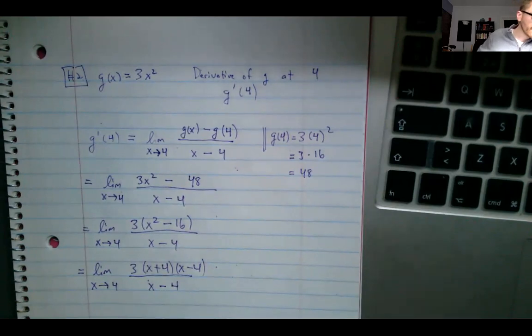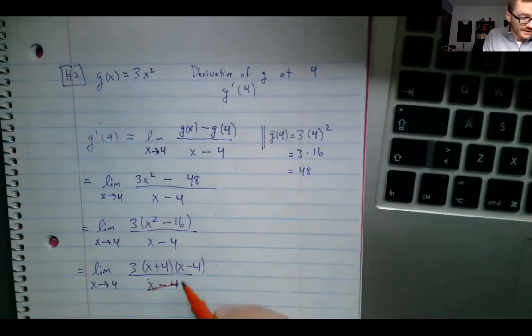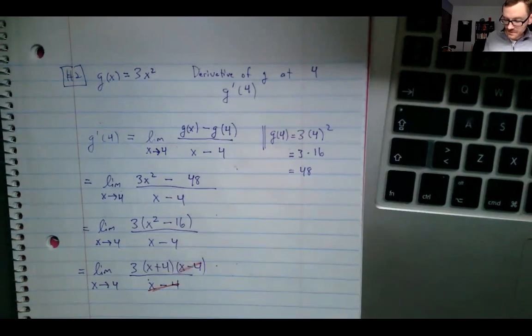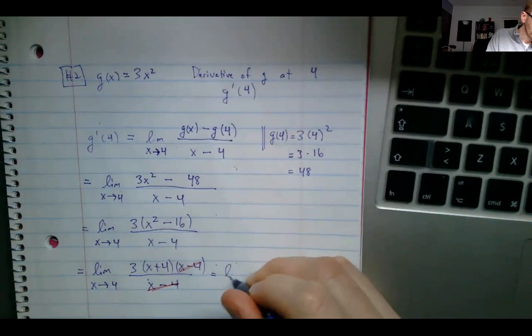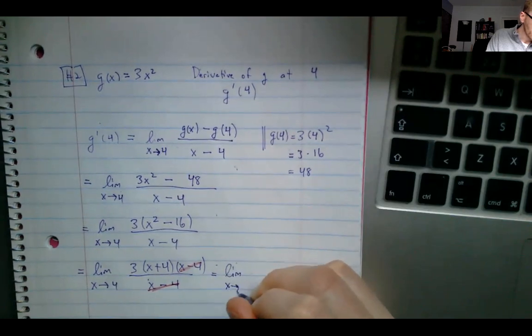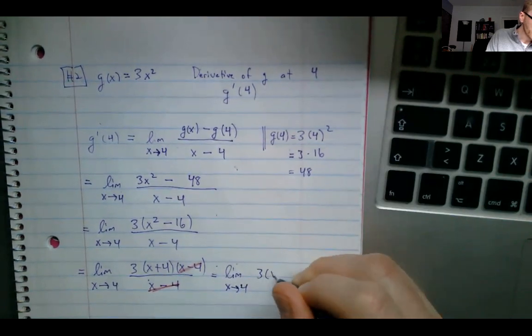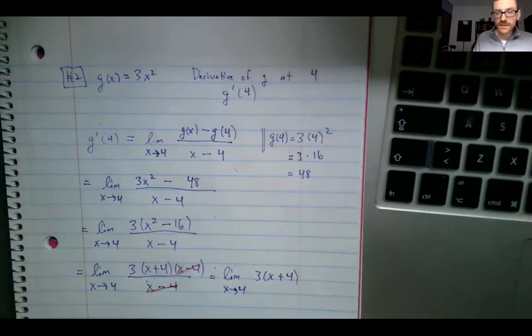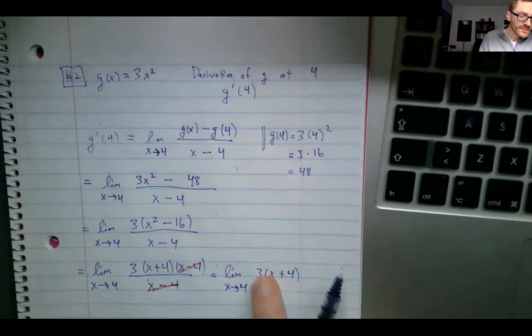And then you see that we've got a common factor of x minus 4, which can be canceled. So this one here and this one here, those can be canceled, which means that we're going to be left with the limit as x approaches 4 of 3 times x plus 4. And now if you plug in 4, you should get like a nice number, right? If you plug 4 into this thing, you'll get 3 times 4 plus 4.